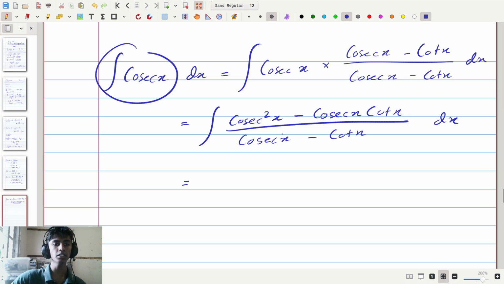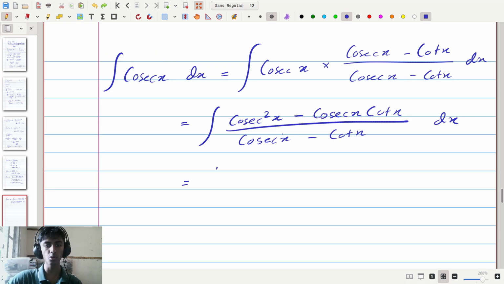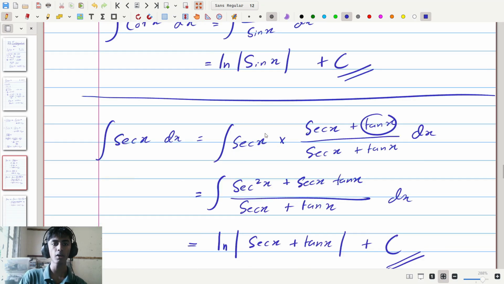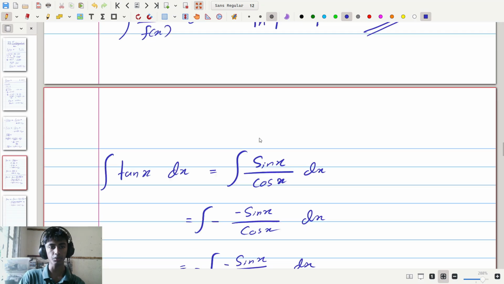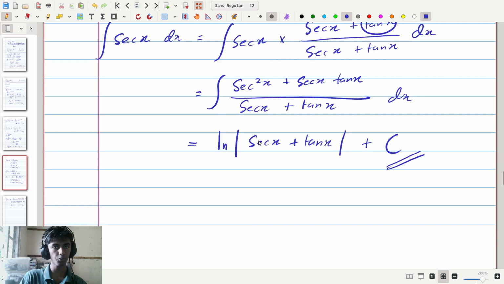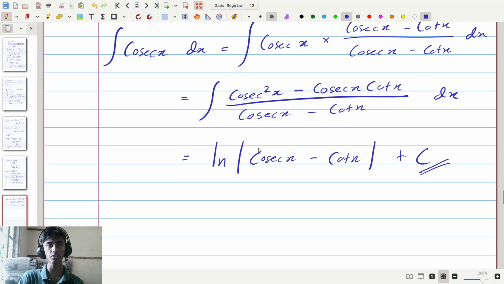Therefore, the integral of cosecant of x is going to be equal to the natural logarithm of the absolute value of the denominator, which is cosecant of x minus the cotangent of x, plus c. Therefore, we have the integral of the cosecant of x. With this, we have now shown the integral of the tangent of x, the integral of the cotangent of x, the integral of the secant of x, and the integral of the cosecant of x.